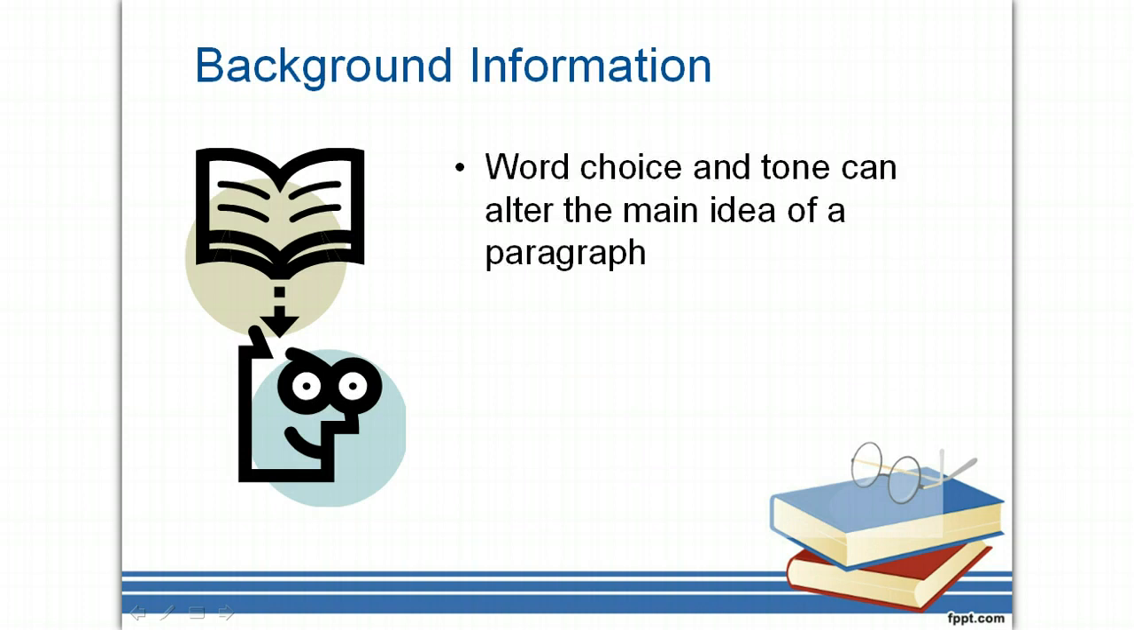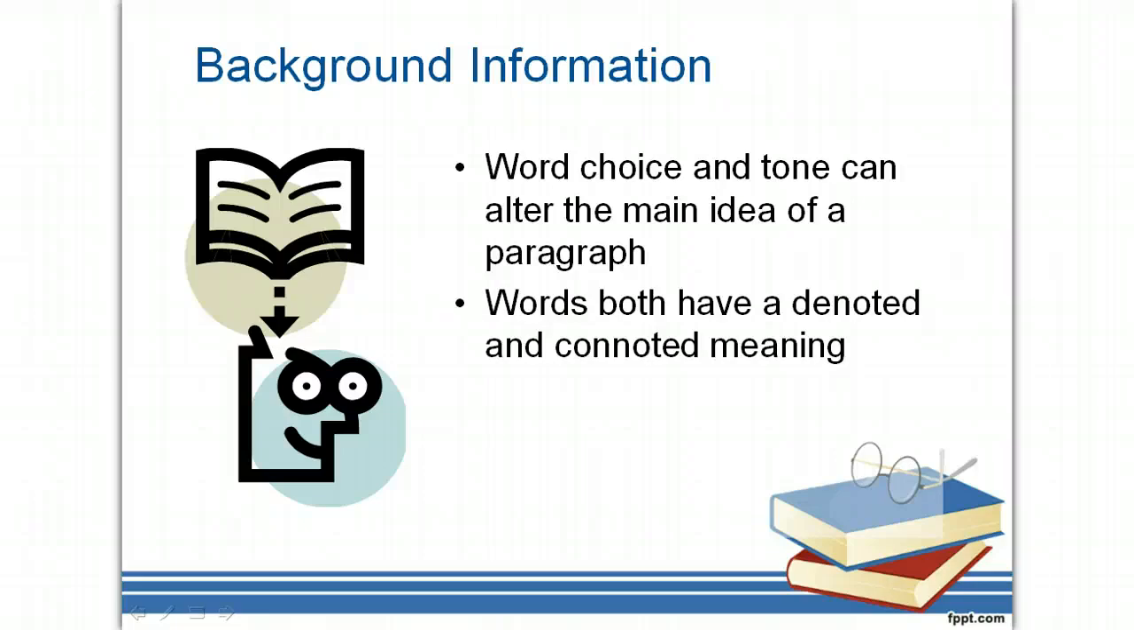Word choice and tone are both elements that alter the implied main idea of a paragraph. These elements can make us change what conclusions we draw from the text without changing the information that the text contains.